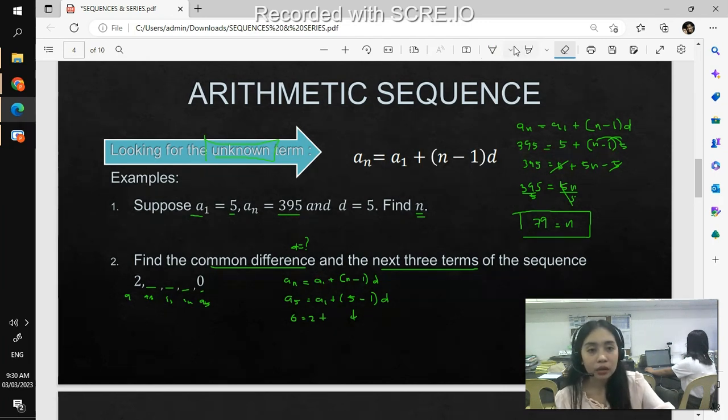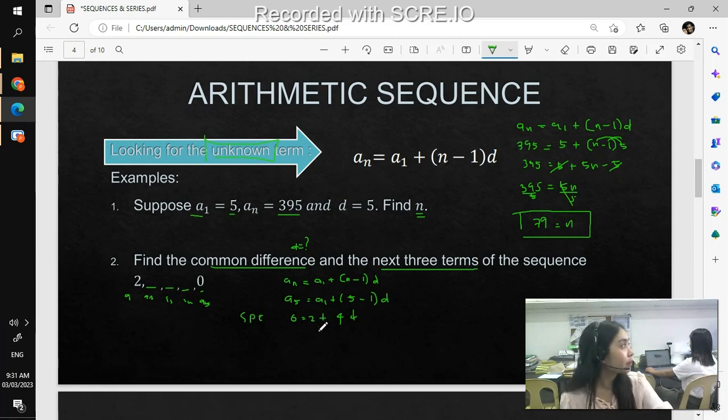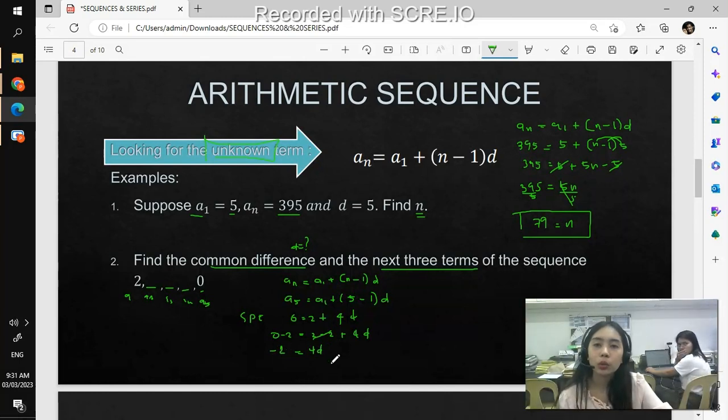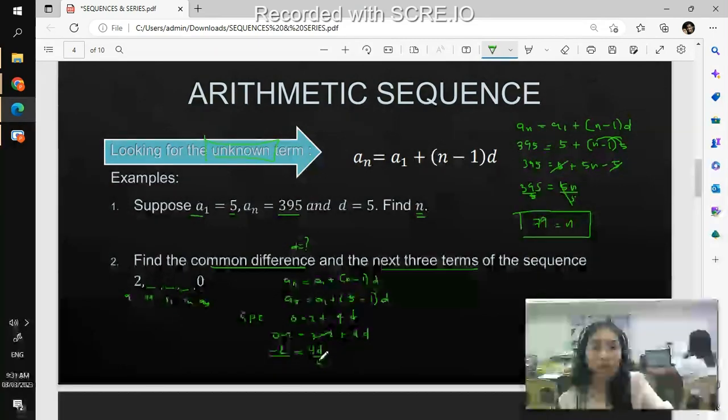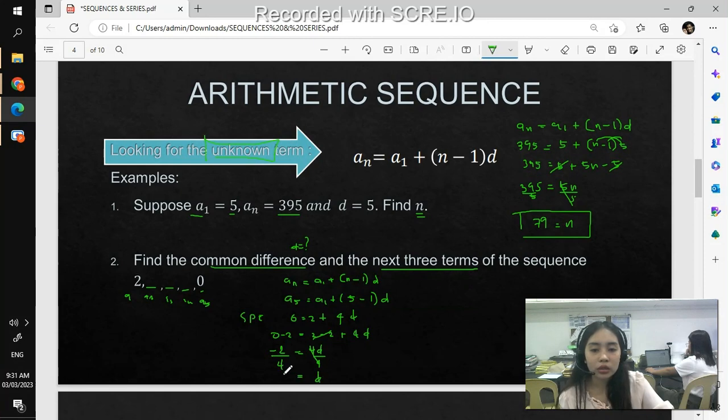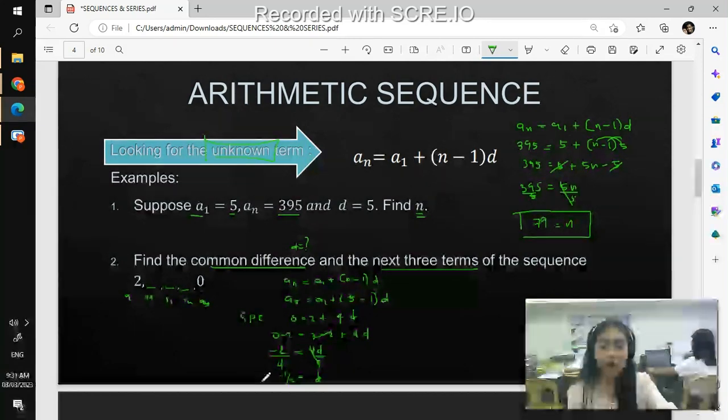Let's just remove this one. Let's write it down directly. Now our goal is to get the d, so we can use the subtraction property of equality, or the SPE. We will subtract both sides by positive 2. So we have here 0 minus 2 is equal to 2 minus 2 plus 4d. This gives us positive 4d, which is equal to negative 2. Now, how will we simplify this? We divide it by positive 4. So the value of your d is just equal to negative 1 half.